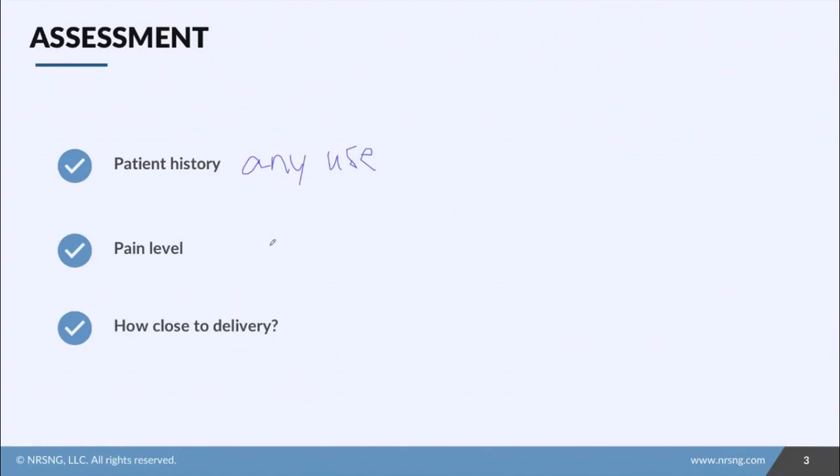The patient's pain level is also going to be frequently assessed, right? So we need to know what her pain level is so we can medicate her properly. And we need to know how close she is to delivering a baby, because we do not want to give a narcotic if she is about to deliver, because it can cause respiratory depression for the baby. The baby can be born with respiratory depression. So we always need to know how close she is to delivering. If she's nowhere close, then it's okay to give her that narcotic, but otherwise we might need to wait.